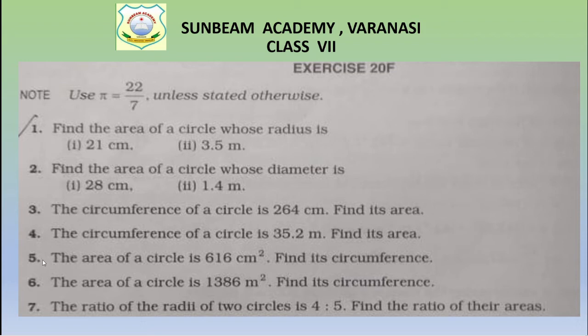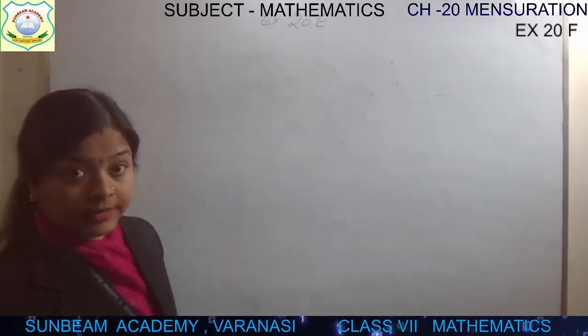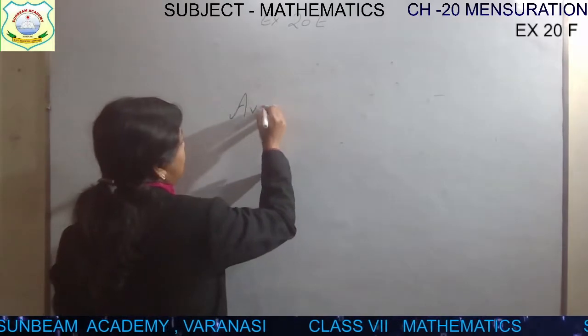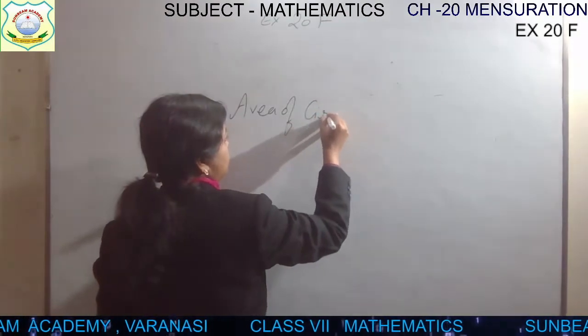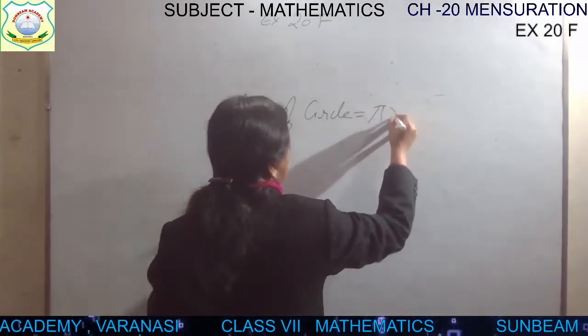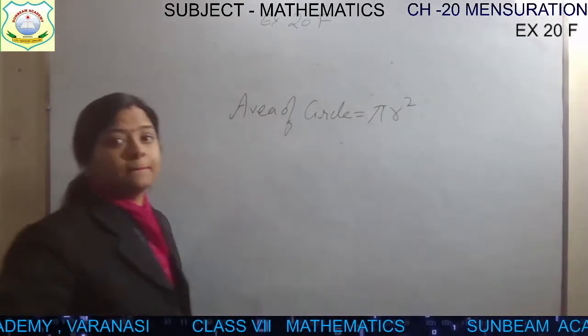If you have to find the area, what will be the formula? Children, for finding the area, again we need the radius. A circle must be with us, and we have to find the area of it. So area of circle is equal to pi r square. Area of circle is pi r square.